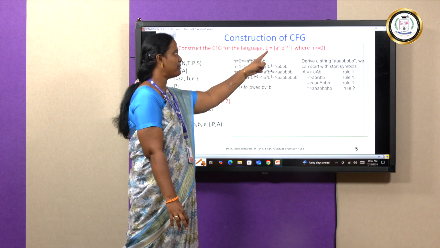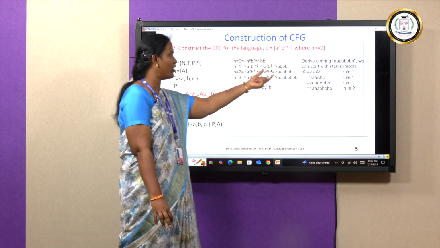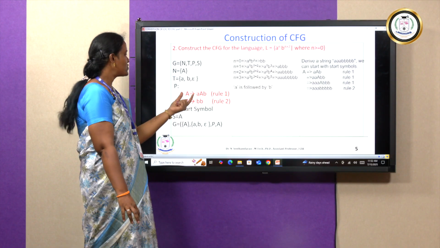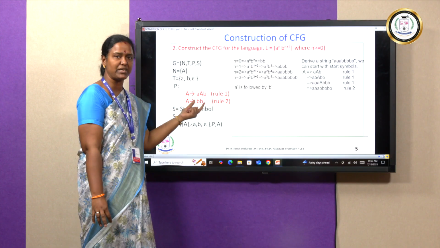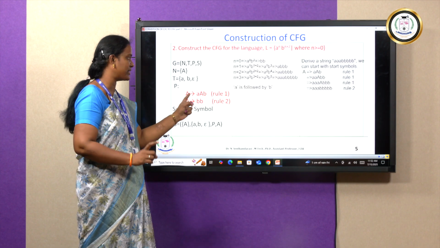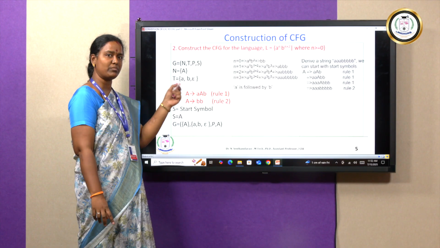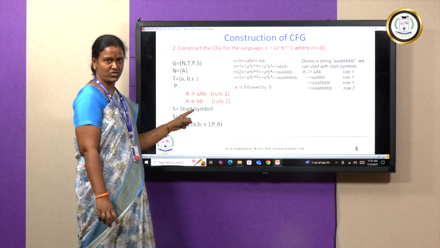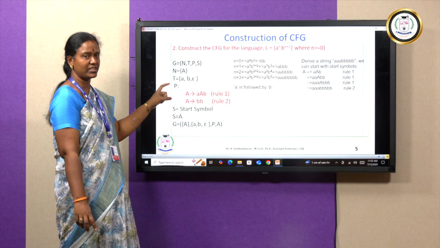If they are giving addition, I need to add that many B's at the termination part. So here I am adding what? Instead of epsilon, I am substituting BB. So A implies AAB, A implies BB. So what you need to understand is, for multiples I need to add that many A's in the beginning of the production rule. If it is addition, I need to add that many B's in the termination part. Based on this, again I am writing the NTPS, which is nothing but the context free grammar.